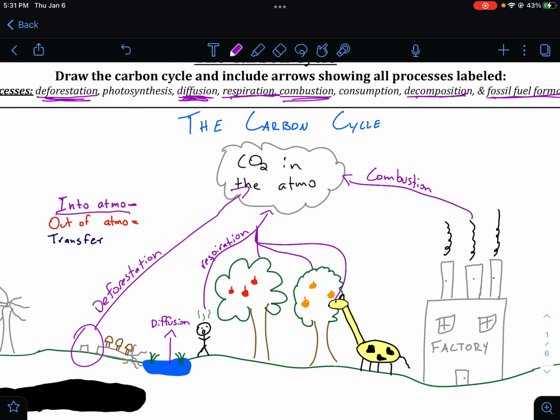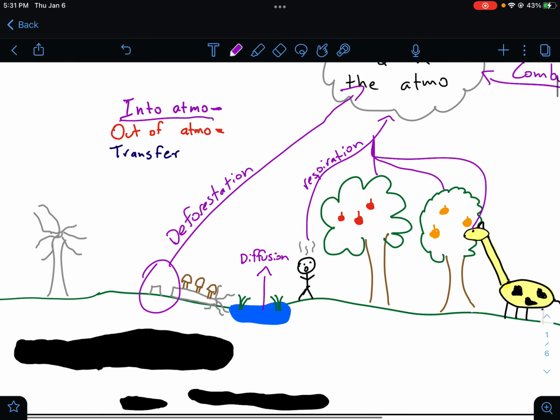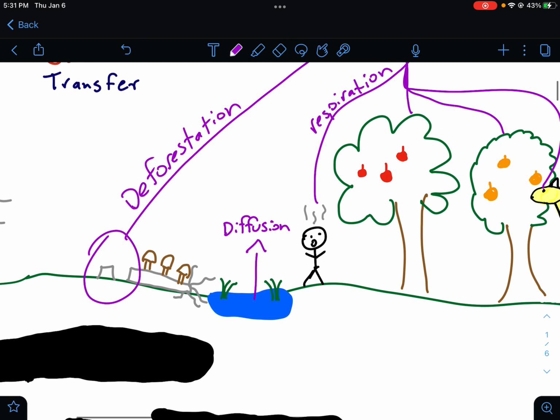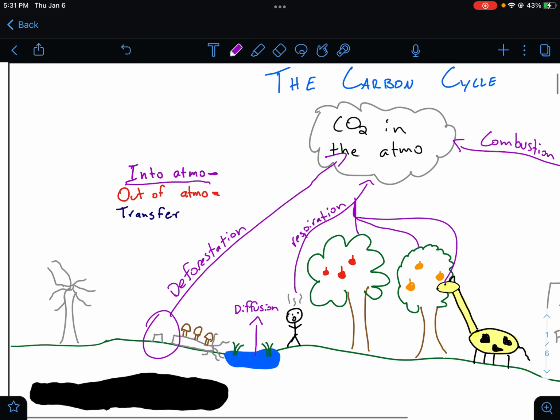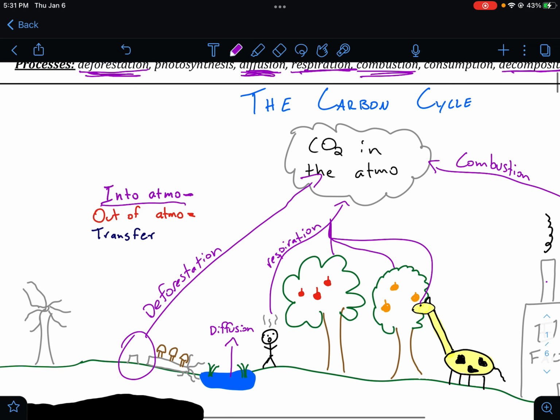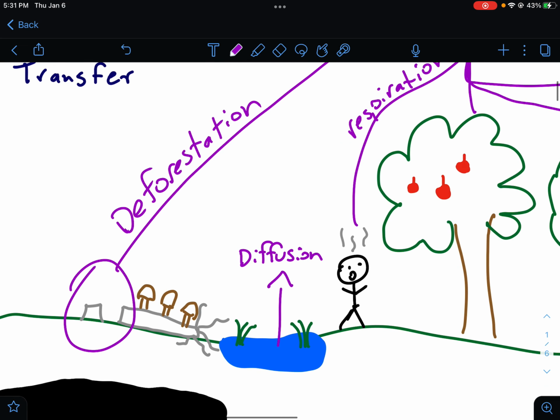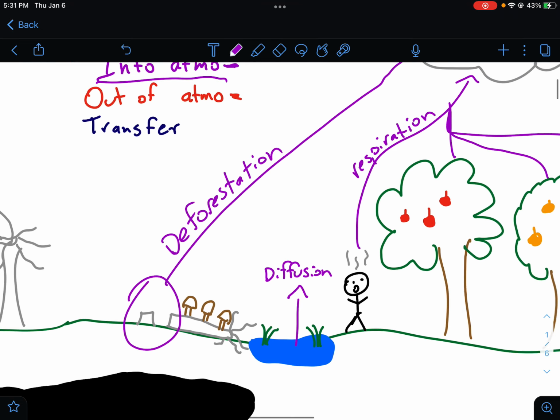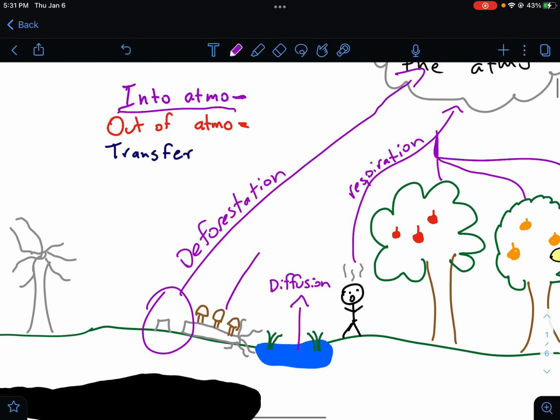Next is decomposition. Okay, we got to zoom in on our tree that's being decomposed by these little mushroom dudes here. So remember, we talked about decomposition as the breaking down of dead plants and animals. Well, this tree has died. It's been chopped down and just left there, so it's died. So we have decomposition going into the atmosphere. Let's write that down. Decomposition.